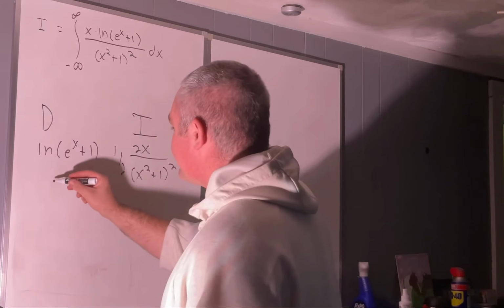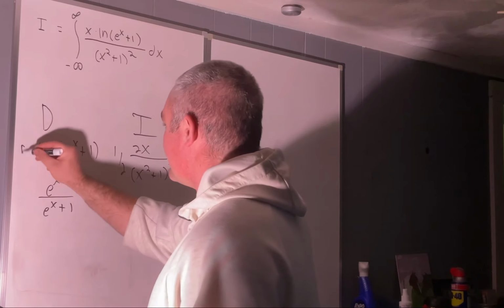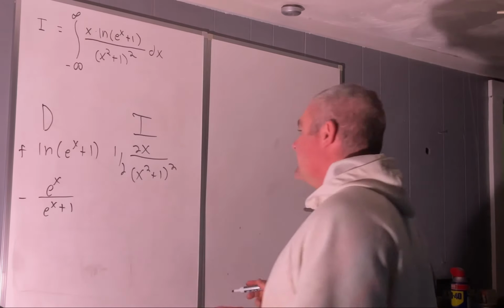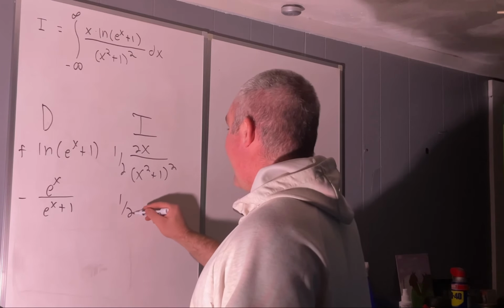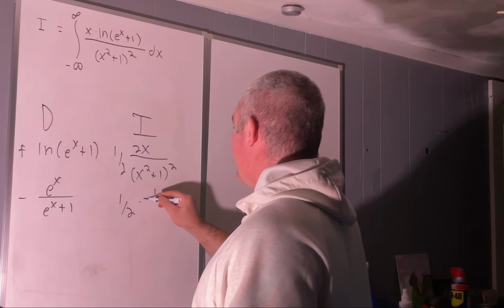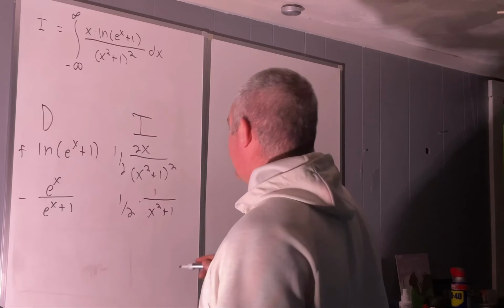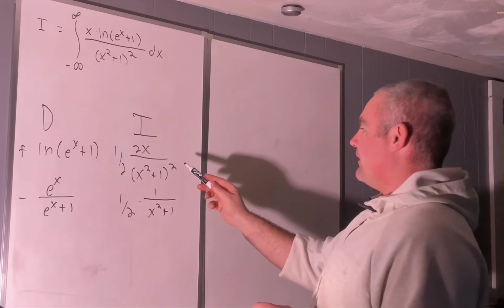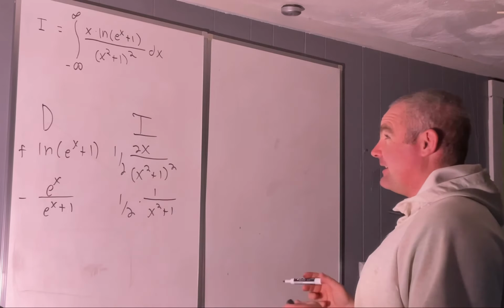Okay, so this is going to give us e to the x over e to the x plus 1, and we'll put in those plus minus signs right there. And this is going to give us 1/2 of 1 over x squared plus 1. Yeah, because this will turn into 1/2 of 1 over u squared du, that's u to the negative 2.